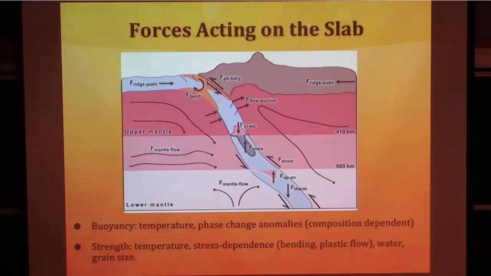So in the real Earth, right, we have a deformable slab. It's neither super weak, nor perfectly rigid. All right? And it has all of these forces that are acting on the system. Sometimes the suction force in the corner will be really important. Sometimes it won't matter at all. Okay? Sometimes the mantle flow will be very important. The rheology contrast will be really important. And then what actually happens as you go into the lower mantle.